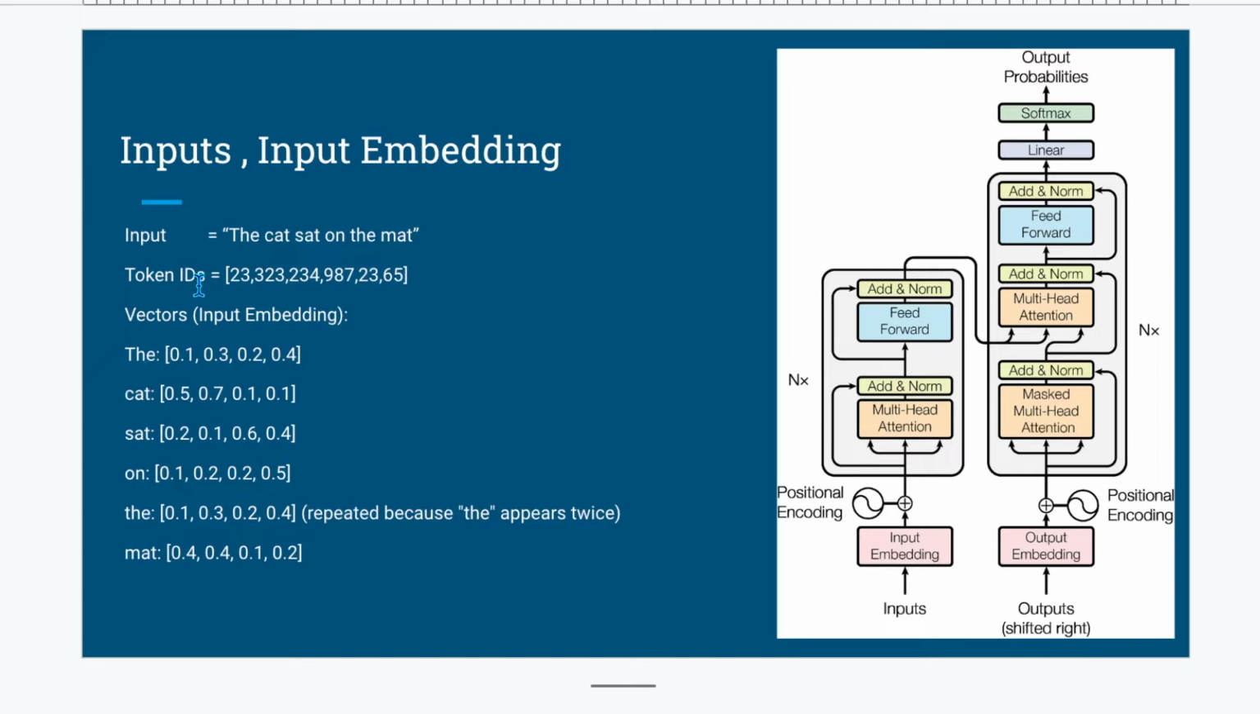So all these, first we give the input, it gets represented in token IDs, then the token IDs are converted into the token vectors like this.